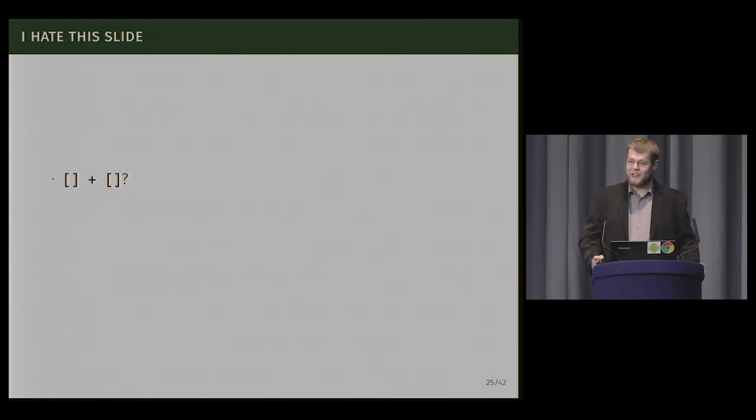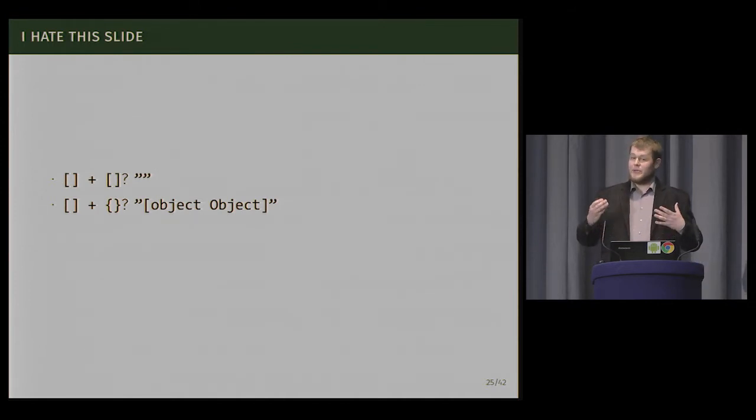What do you think it would return? No. Empty string. Empty array plus an empty object. Curly braces are an empty object. That's this string. And if plus is commutative, so if I exchange the operands, it should return the same thing, right? Yep. And now two empty objects, that one actually makes sense. It's not a number.